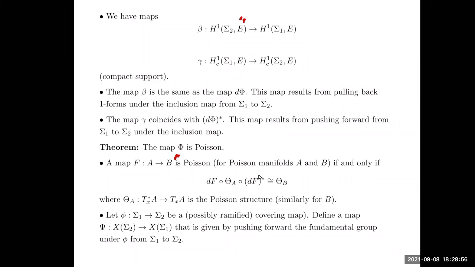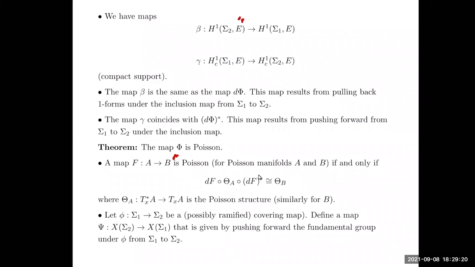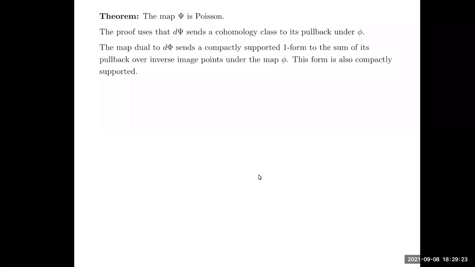So let's suppose that phi is a covering map. Define psi by pushing forward the fundamental group under phi from one surface to the other. So then we also prove that psi is a Poisson map.